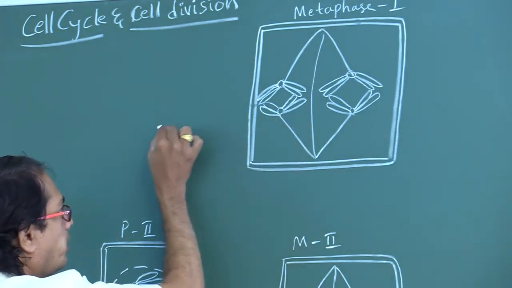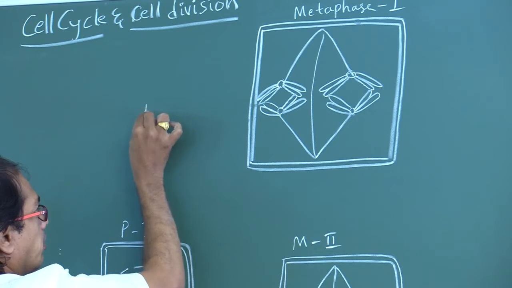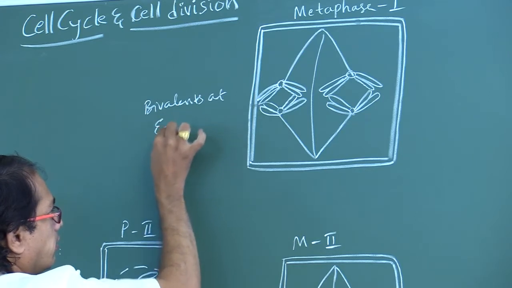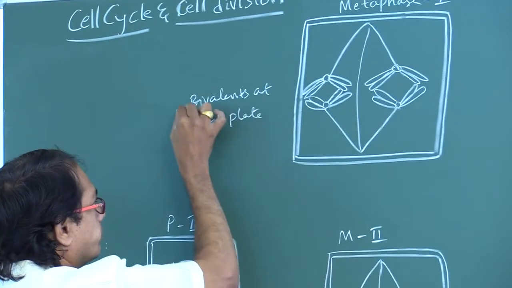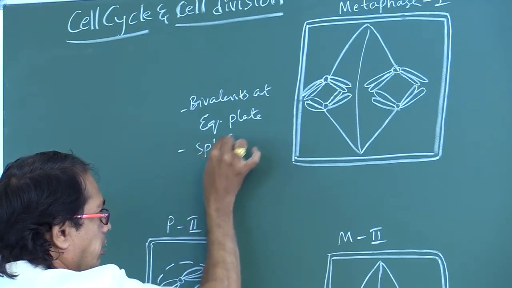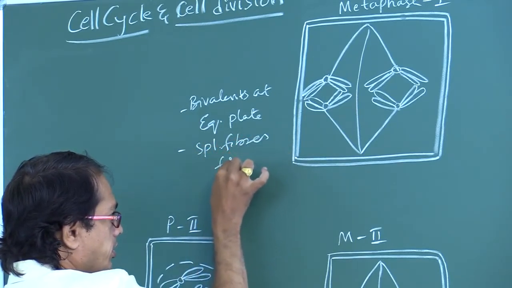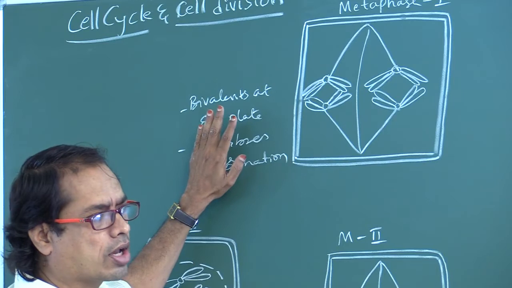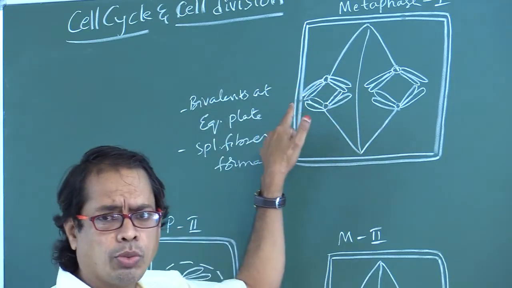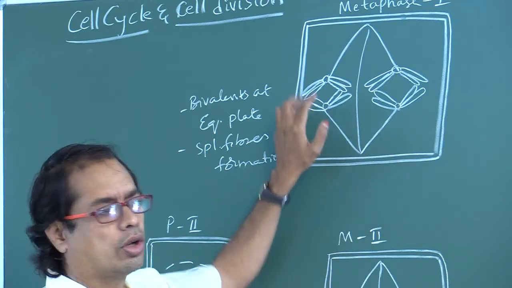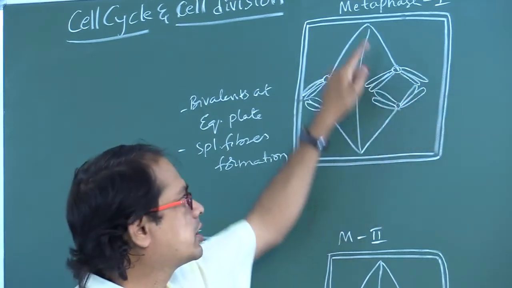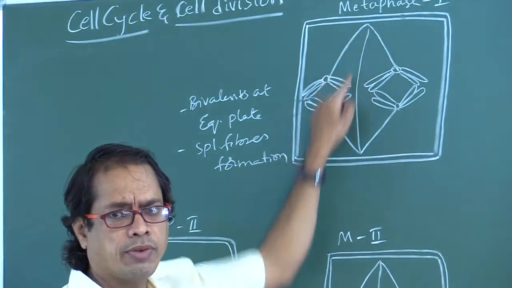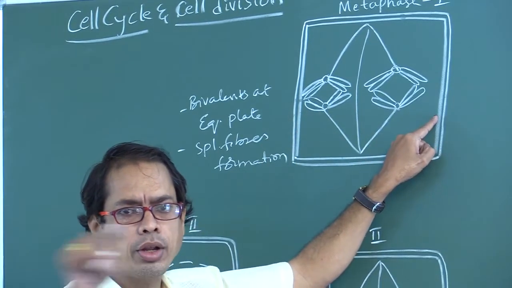So what are the two important events? One is bivalents at the equatorial plate. Next one, spindle fiber formation. These two are the two important events of metaphase 1. Each chromosome is with two chromatids. Chromosomes at the equatorial plate, spindle fibers are formed. What is the relation between the equatorial plate and spindle fibers? The spindle fibers and equatorial plate are perpendicular to each other.